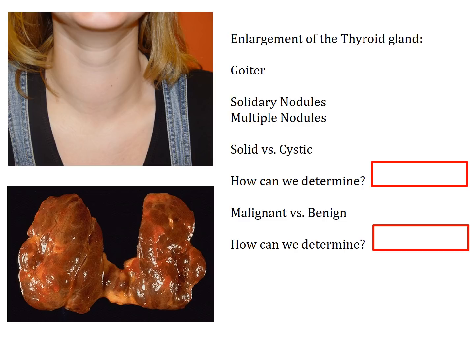If we find the solitary or multiple nodules on someone's thyroid, we want to determine whether it's solid or cystic. So how can we do that? What do you think would be an easy way to determine if something is solid or cystic? You can put your answer in the red box there. I would say you do an ultrasound because the ultrasound can then tell you if it's fluid-filled or solid, right? And then how can we determine if it's benign or malignant? We're going to want a sample of it. So what can we do under ultrasound? We can take an aspirate or take a biopsy, right?